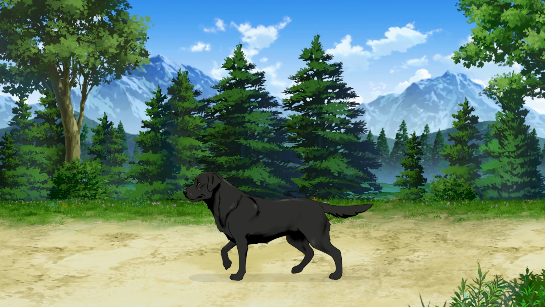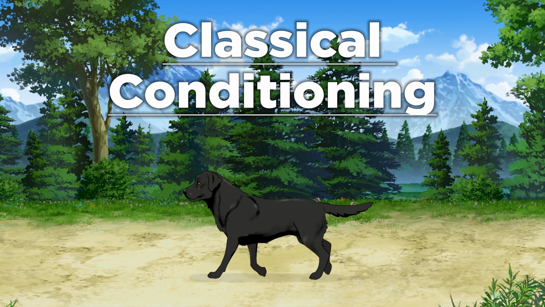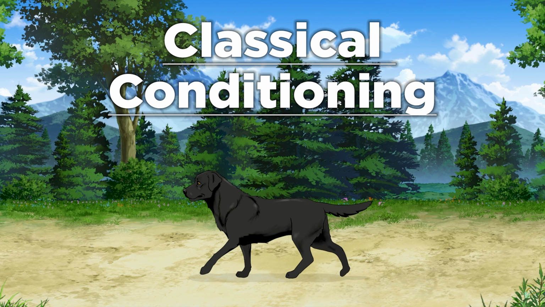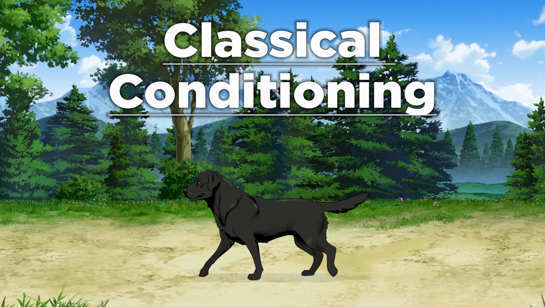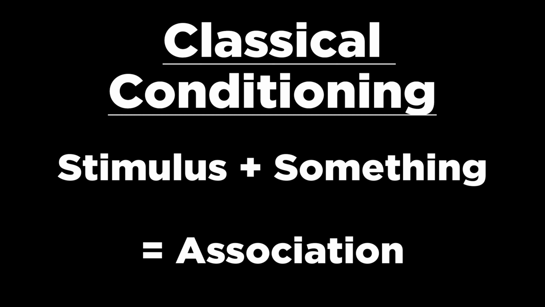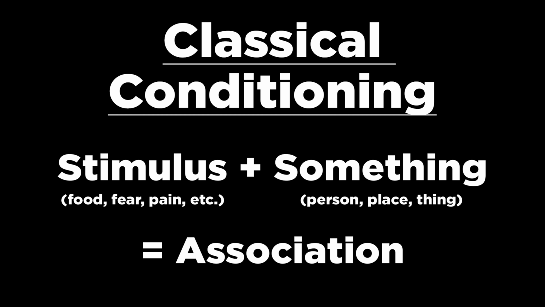So we'll start off with classical conditioning. It's also called respondent conditioning or Pavlovian conditioning. This is when a biologically relevant stimulus is paired with something else, creating an association for the dog. A biologically relevant stimulus is something that's inherently or naturally meaningful for the dog.